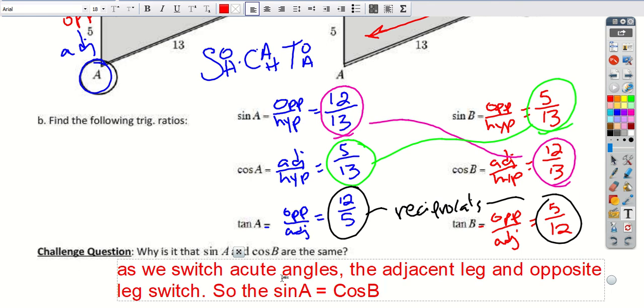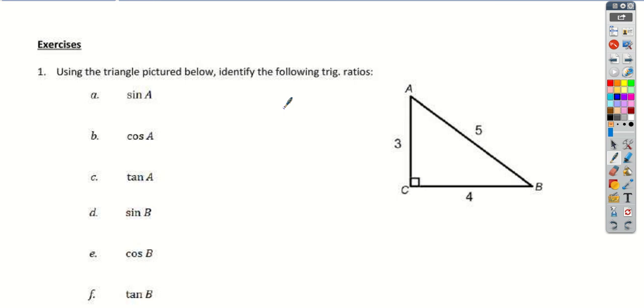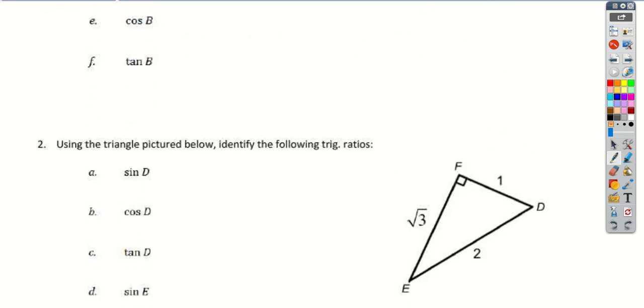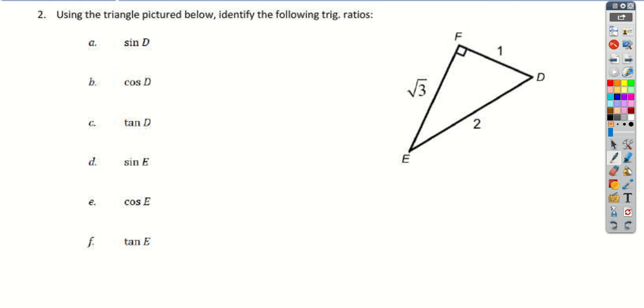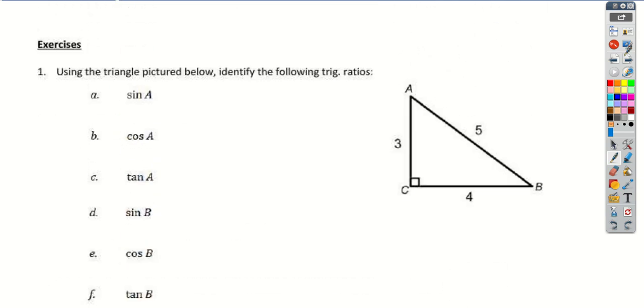And so that means the sine of angle A is equal to the cosine of angle B. All right. On to the next page here. So in the triangle below, we're going to identify these following trig ratios. And this is all you guys are going to do for homework tonight, okay? So go through, just fill out what these are, okay? And we'll talk about this tomorrow.